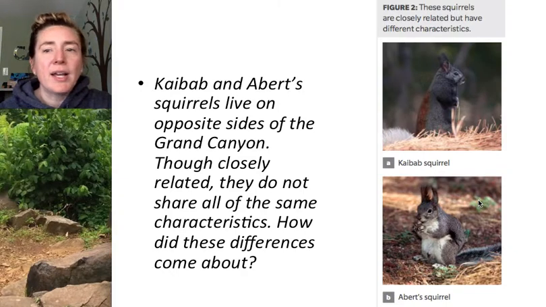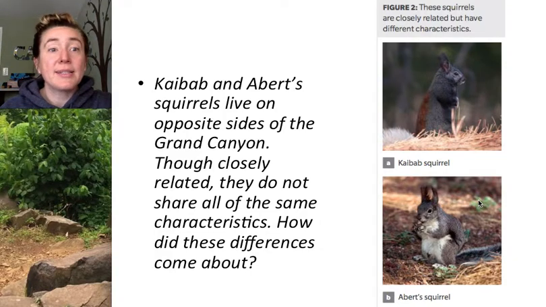If we think of the Grand Canyon, remember that Darwin was really influenced by Lyell's work in geology, that not only are the processes that are shaping Earth still going on today, but that they take a really long time. So if these two squirrels were separated for a really long period of time, then that can make them two separate species because they're not going to be able to mate with one another and produce fertile offspring.